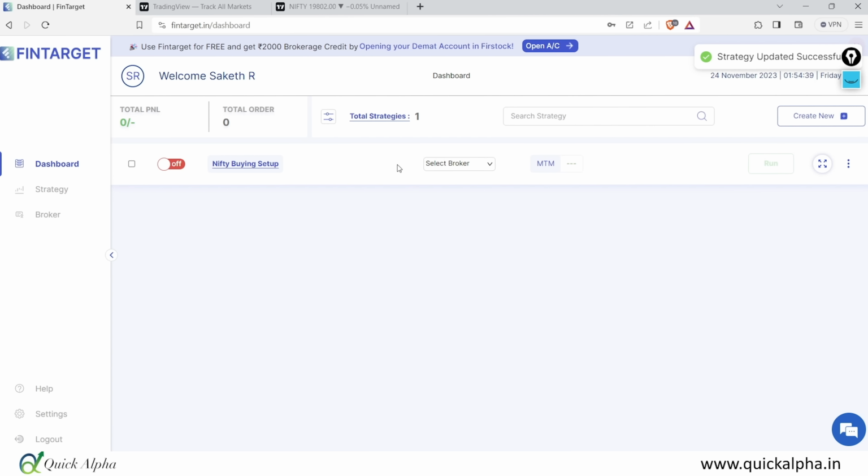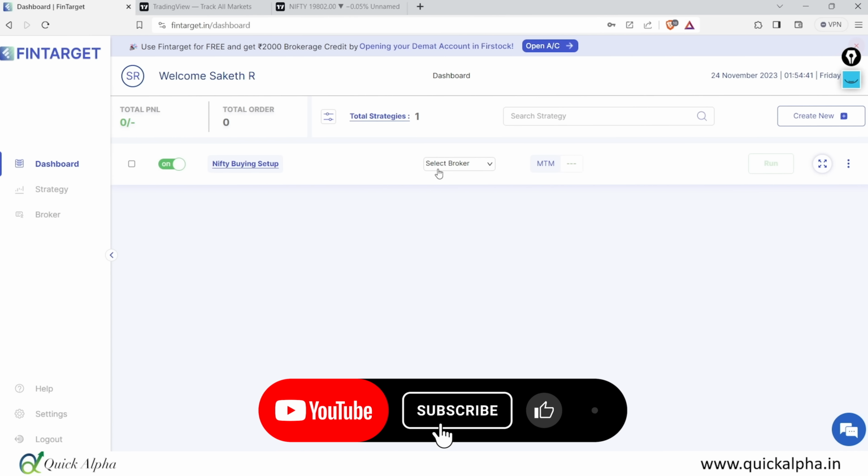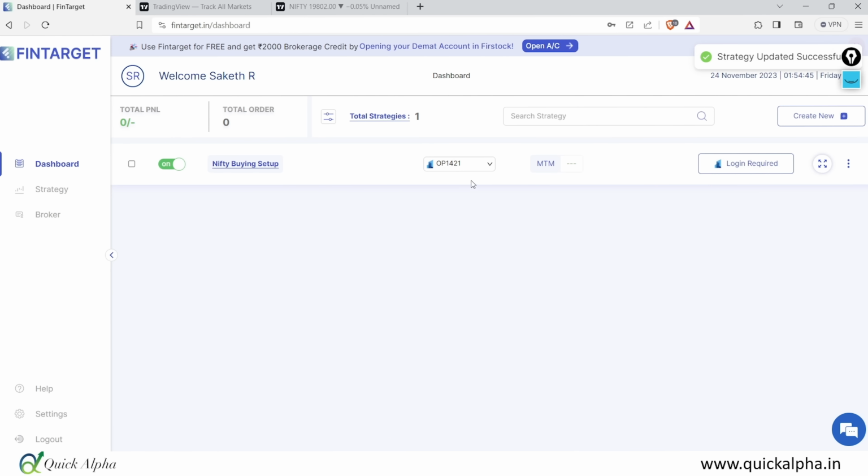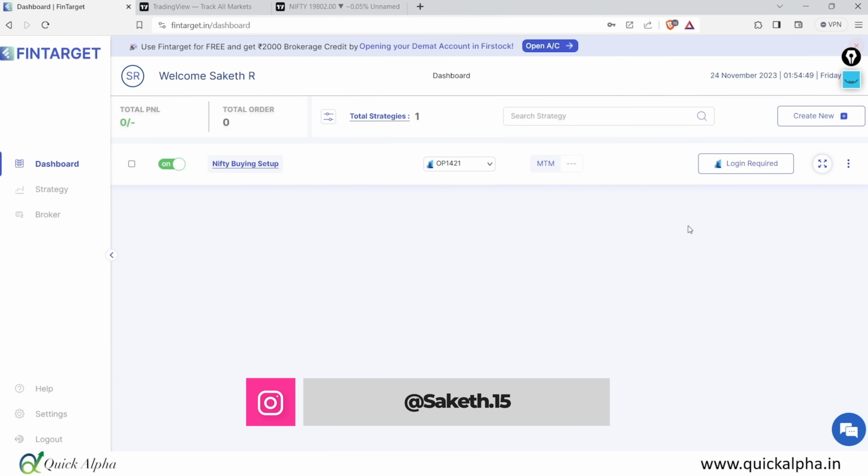So now we'll just save this strategy, we'll enable the strategy, and you can also select the broker with whom you want to execute. So in this case, I'll be selecting a Firstock broker. So you can simply log into your broker and start executing your strategy.